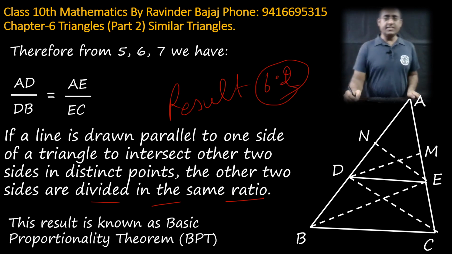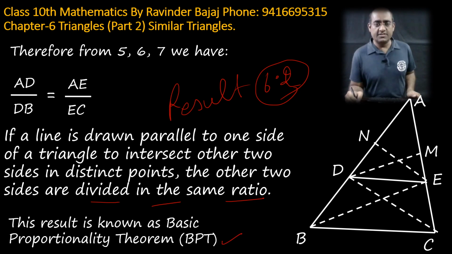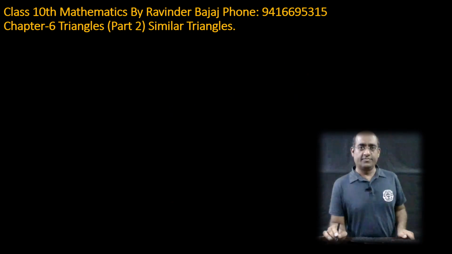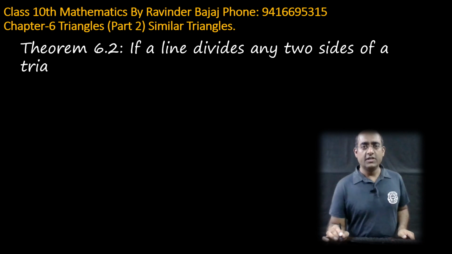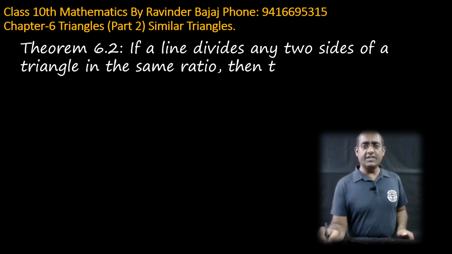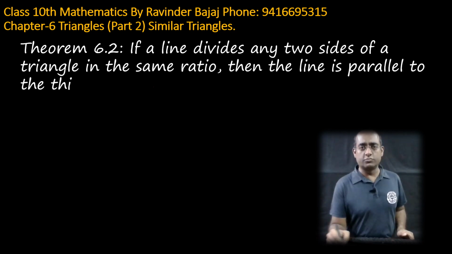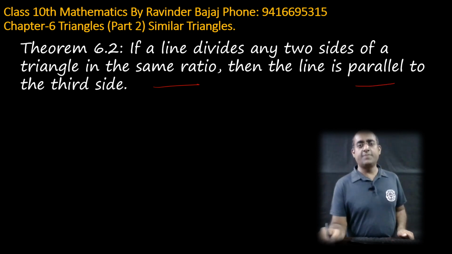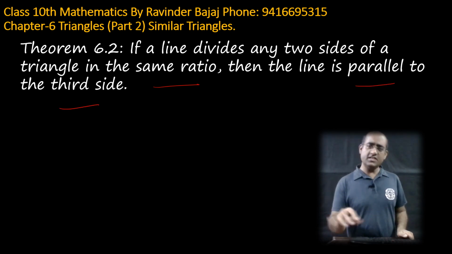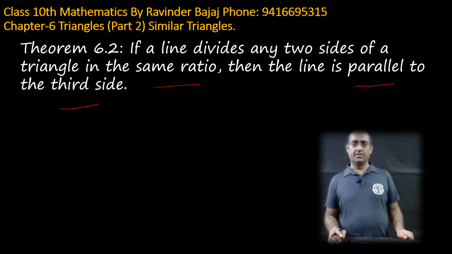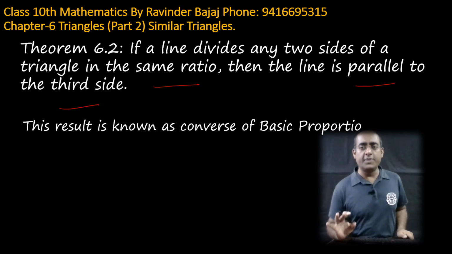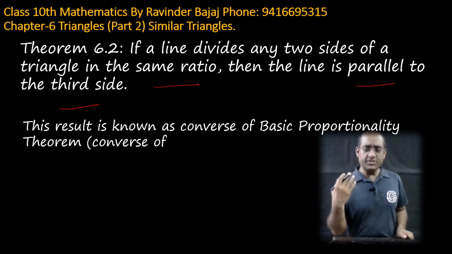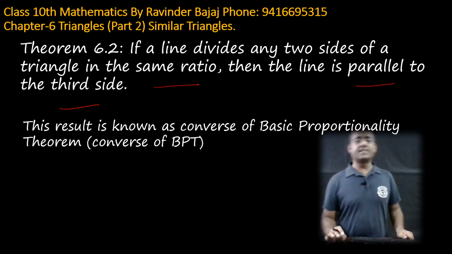Okay, this result is known as BPT, the basic proportionality theorem. Now there is one more theorem, theorem number 6.2. If a line divides any two sides of a triangle in the same ratio, then the line is parallel to the third side. This is the converse of 6.1, known as the converse of BPT. We can prove this theorem also, but let's do example number 1 first.